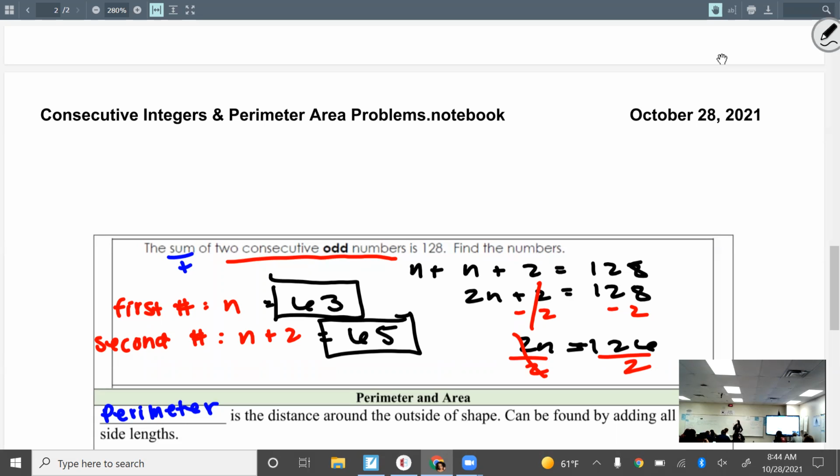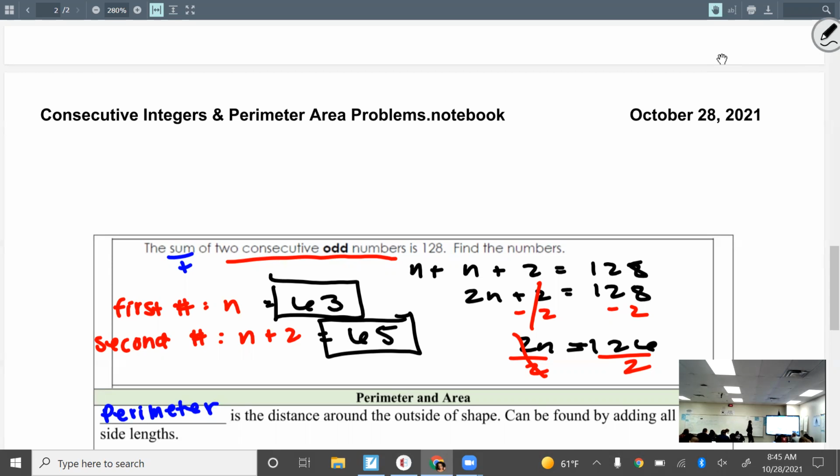So if it wants more terms, like if it wants more than 2 consecutive numbers, maybe it wants 3, maybe it wants 5, just keep adding 2 each time. All right? But it just wants 2. So when we're doing the sum of them, it's n plus n plus 2 equals 128. Combine like terms. N plus n is 2n.